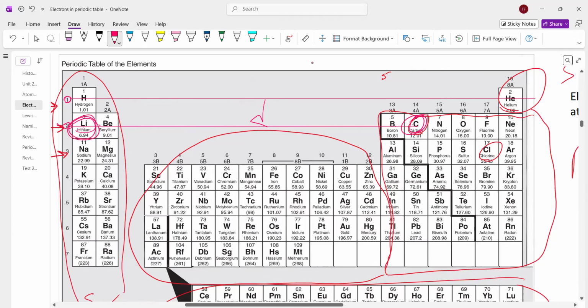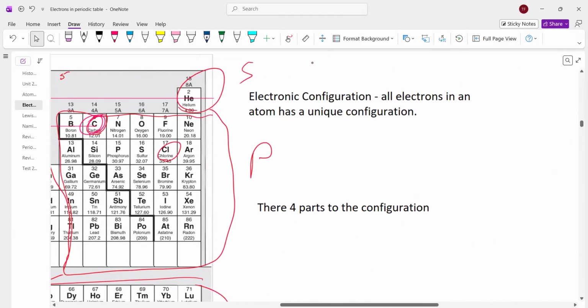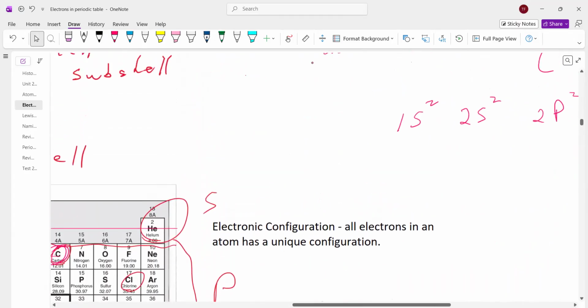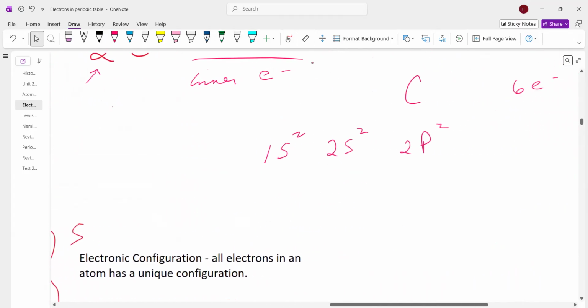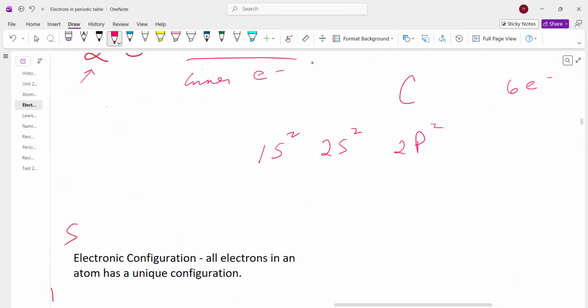Okay, I just want to understand the rest. So according to this now, for carbon, this is core. And these are valence. So carbon has 4 valence electrons.